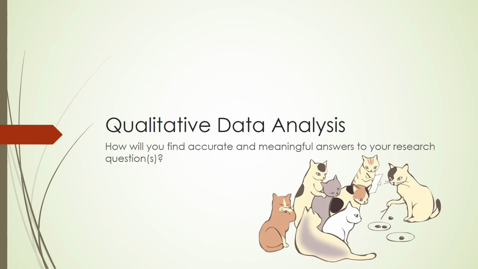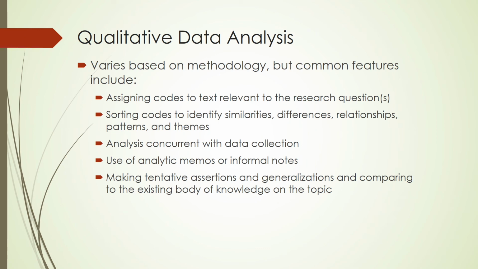And then finally, data analysis. So this tends to vary based on your methodology, but in general, it involves assigning codes to text that's relevant to the research questions, sorting codes to identify similarities, differences, relationships, patterns, and themes. You're doing the analysis concurrent with data collection, like I said, so that if you're finding that some of the questions aren't working, you can revamp them for future collection. And use of analytic memos or informal notes. This is to document your thought process. And then making tentative assertions and generalizations.